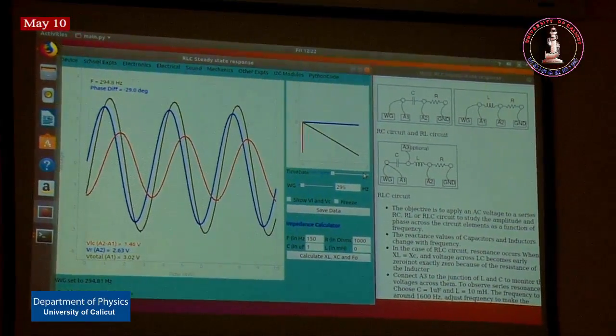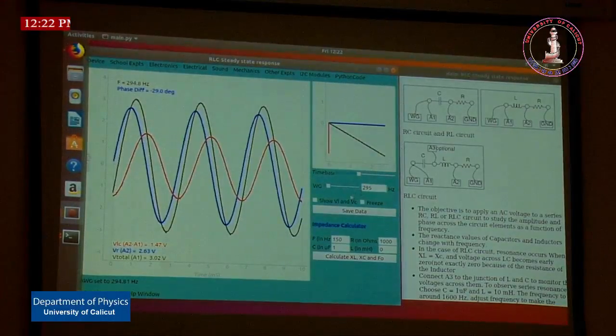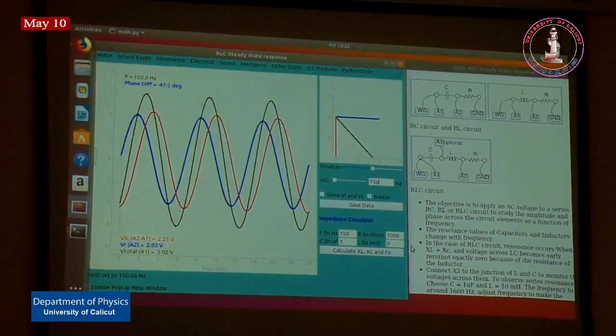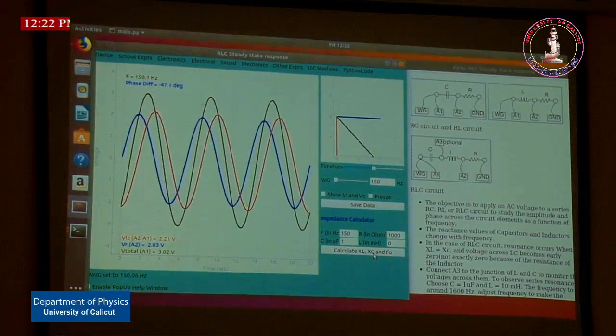And what is that phase difference? Why are you putting 2 micro? What is it? Why is it 29? Huh? Oh, okay. So 47-degree phase shift. What is that phase shift?